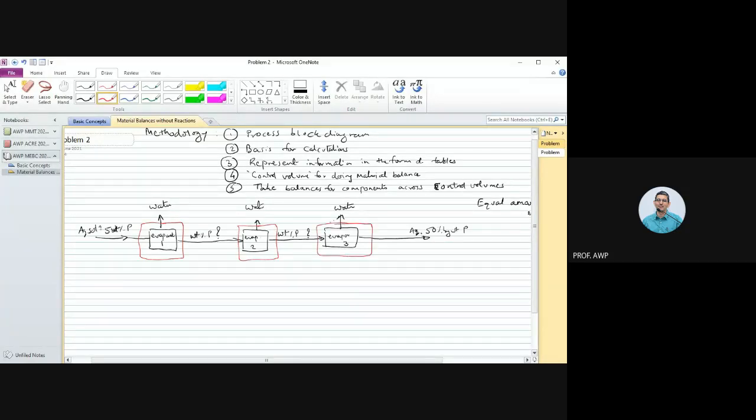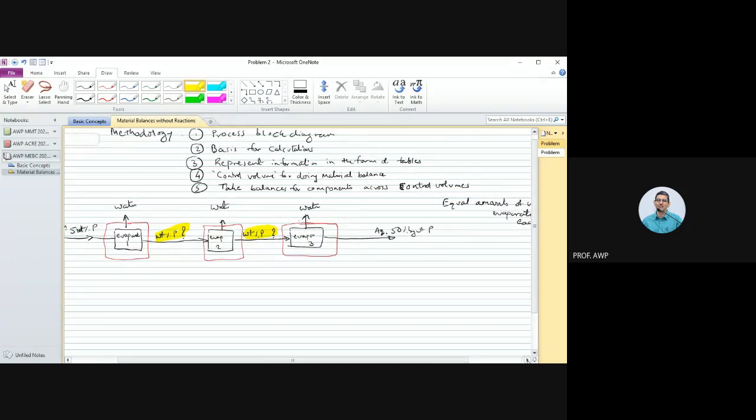And an equal quantity of water is getting evaporated in each evaporator. I want you to calculate the concentration of P in the solution leaving the first evaporator. This is what I want you to calculate. And also the concentration of P in the solution leaving the second evaporator. Okay, that's what I want you to calculate.